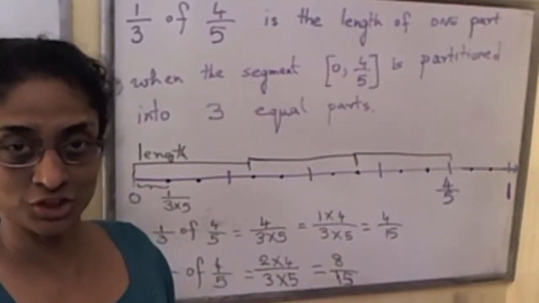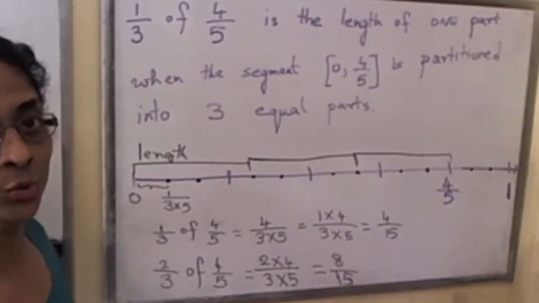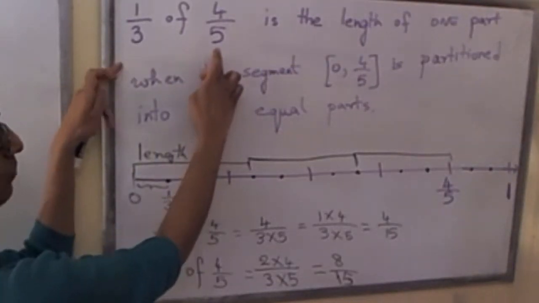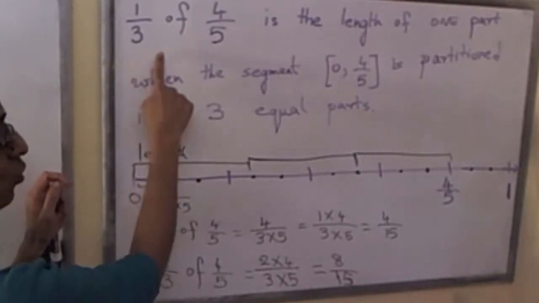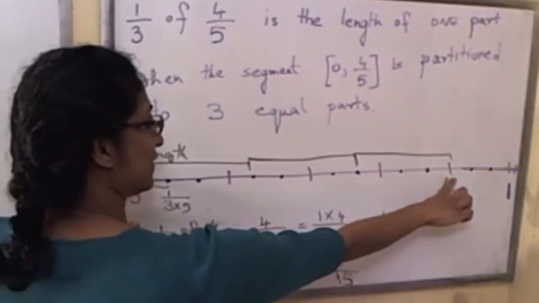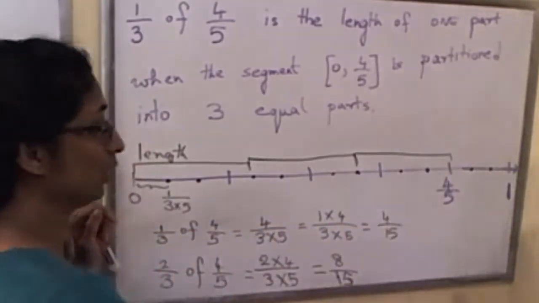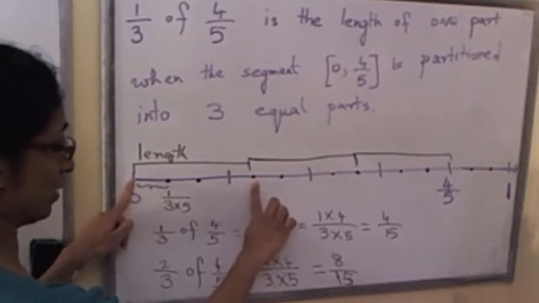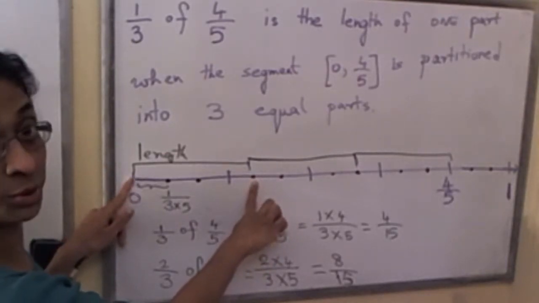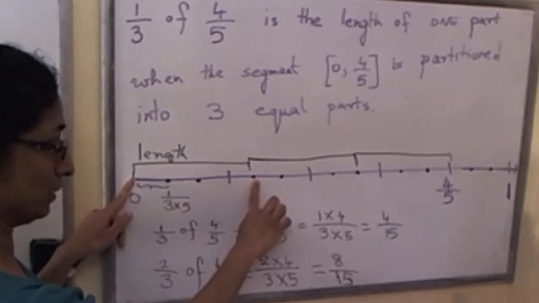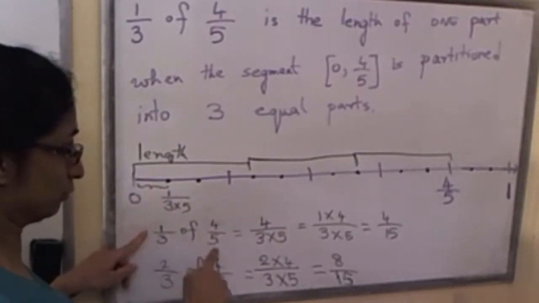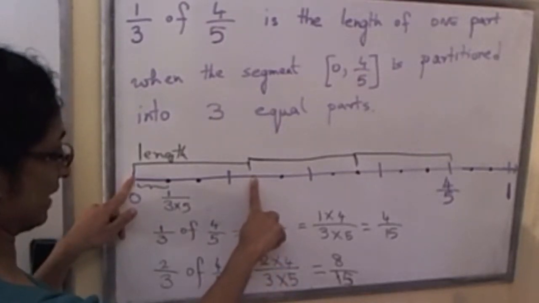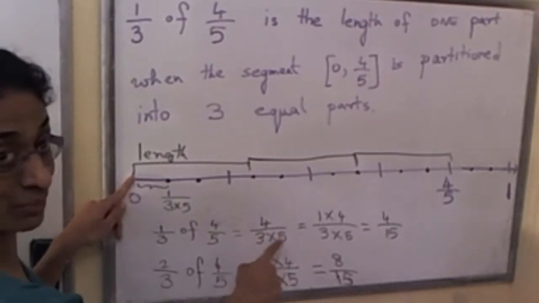Hi, this is a continuation of the last video where we discussed the meaning of 1/3 of 4/5. Specifically, we said to understand 1/3 of 4/5, we look at the segment from 0 to 4/5. We partition it into 3 equal parts, and the length of one such part is 1/3 of 4/5. And in the last video, we calculated 1/3 of 4/5 to be 4 over 3 times 5. So in other words, the length of this piece is 4 over 3 times 5.